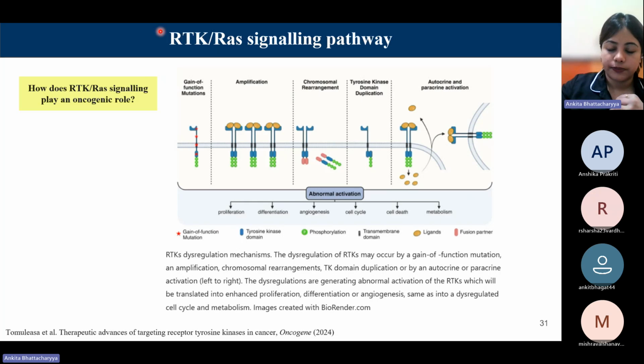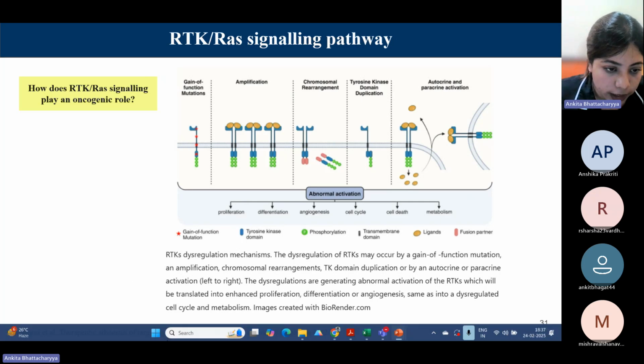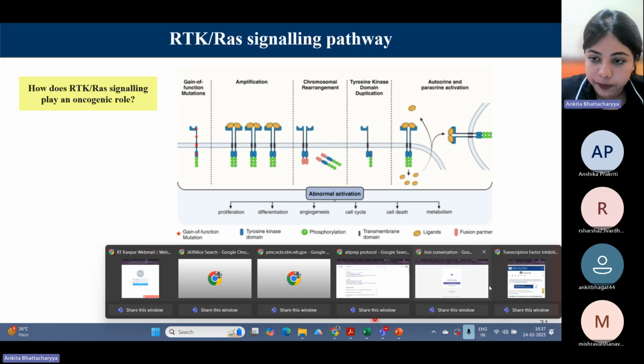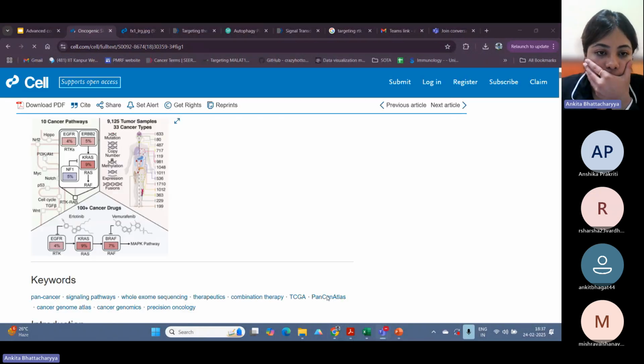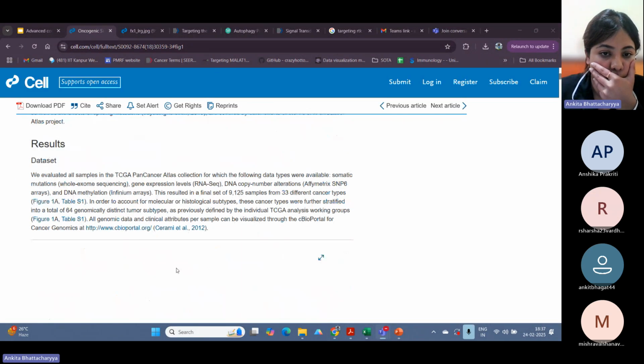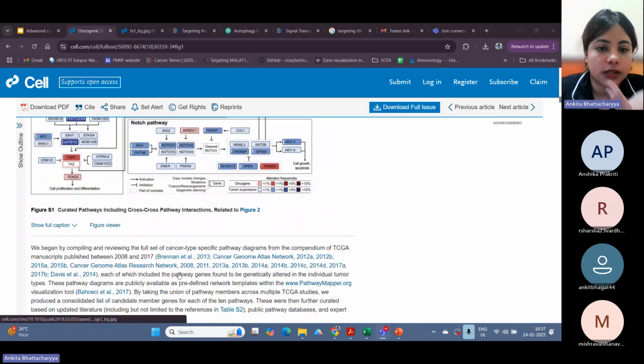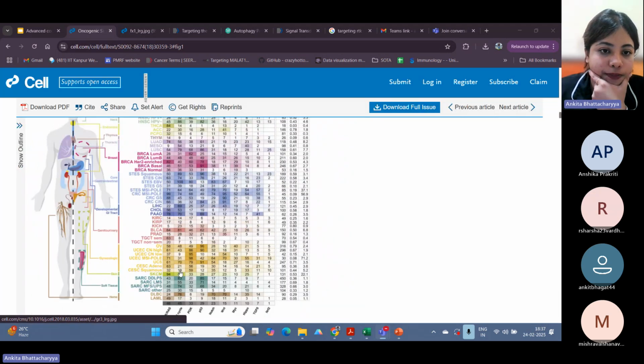Just give me a second. I am not sure if I included that slide, but if not, I'll show you the paper. Give me a second. I don't think I have it in my slide. So let me just show it to you. This is the paper I was discussing.